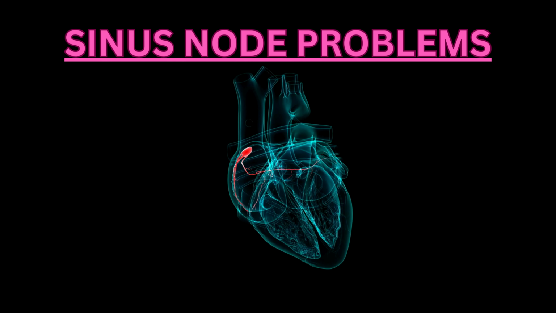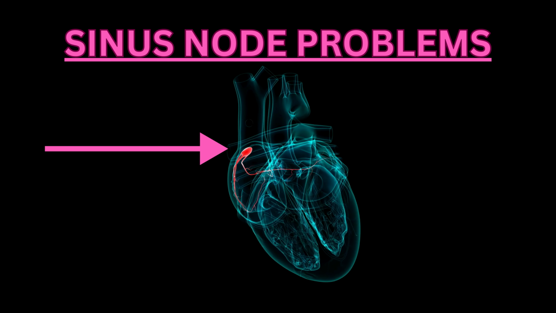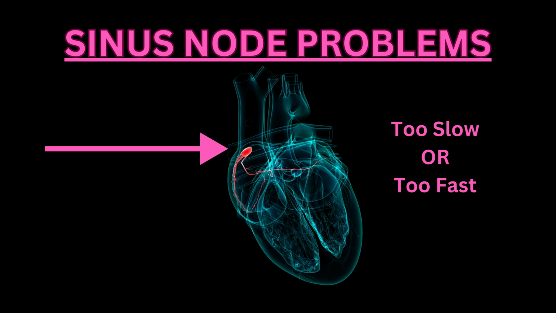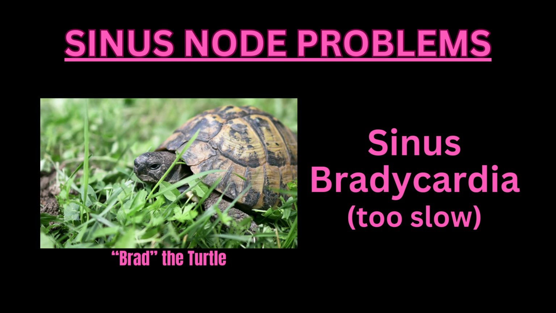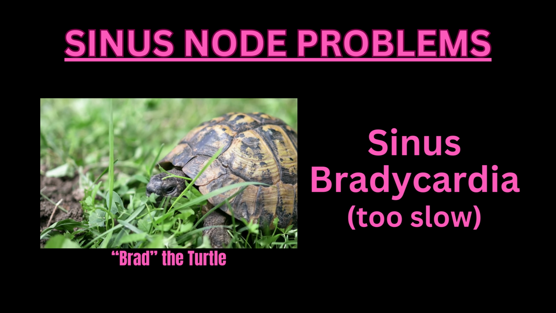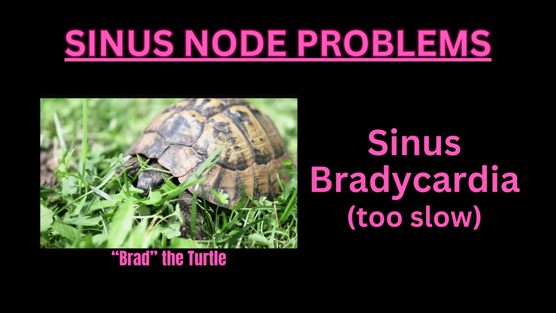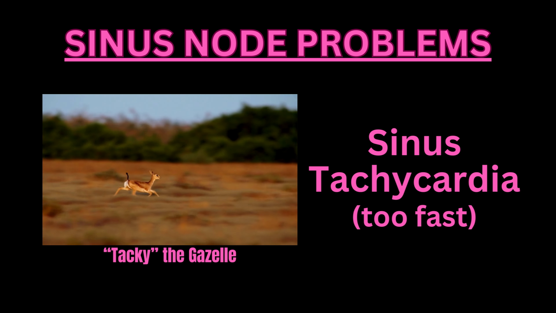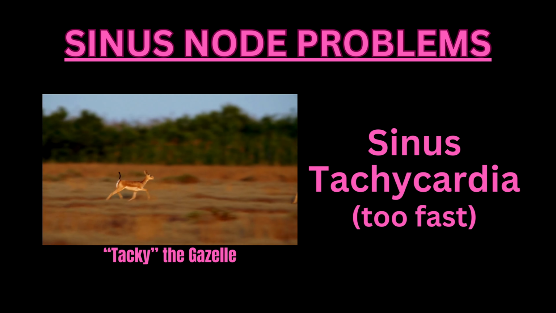Problems in the sinus node are due to the sinus node itself firing too slow or too fast. When the SA node fires at a slow rate, it is called sinus bradycardia. When the SA node fires at a fast rate, it is known as sinus tachycardia.